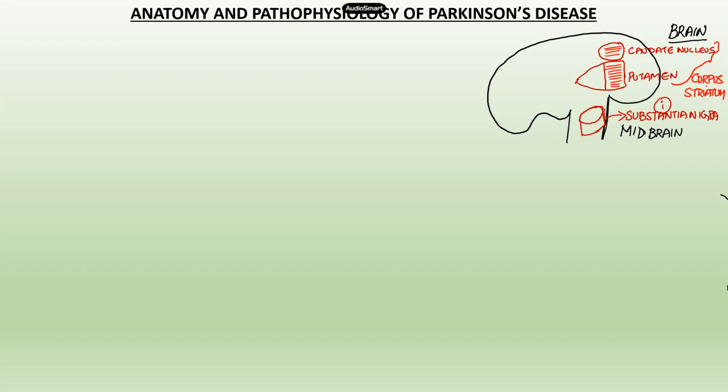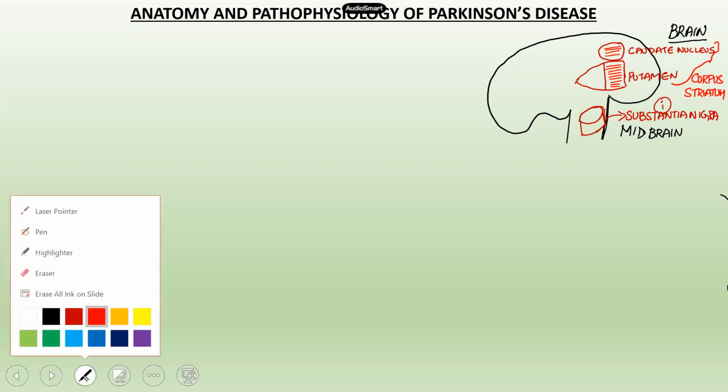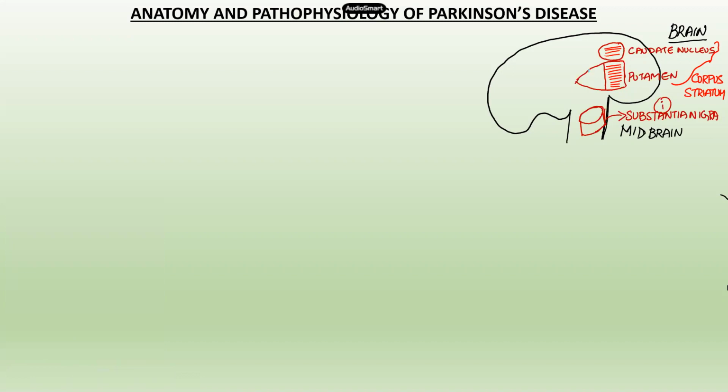Right. Now, towards the medial side, that is towards the interior of the brain and attached to the putamen, is another area which is important, and that is referred to as globus pallidus. All right, pallidus, meaning pale, hence globus pallidus. Now, this globus pallidus is divided into two parts. One is globus pallidus externa, and the other is globus pallidus interna. Right.